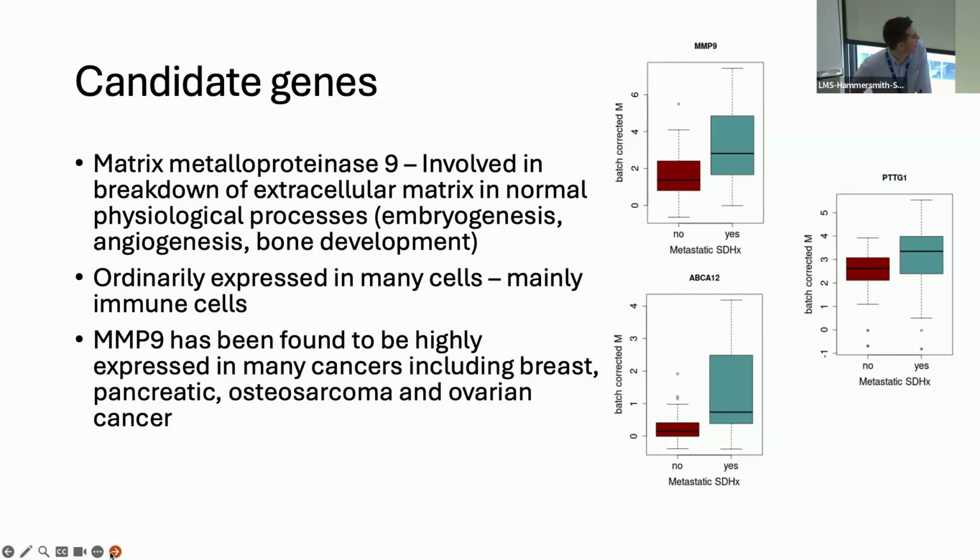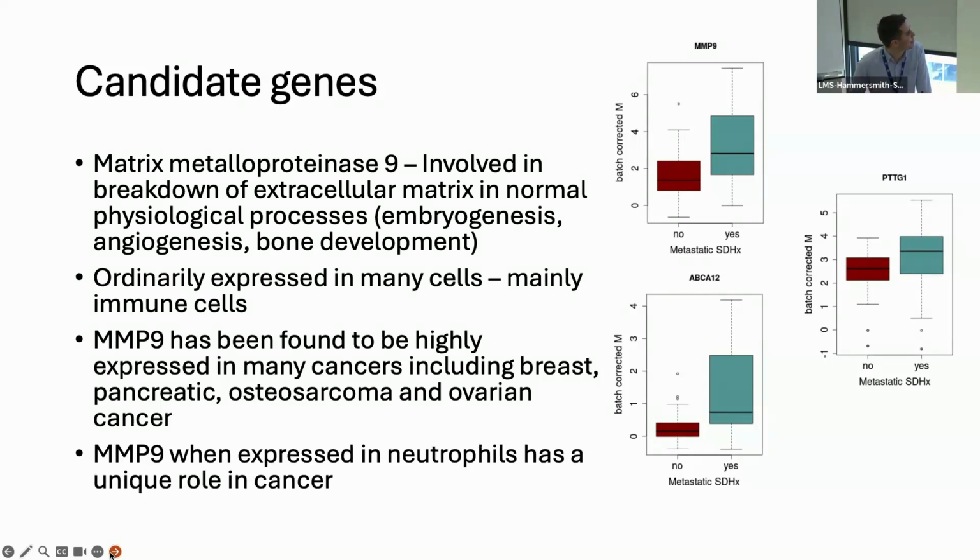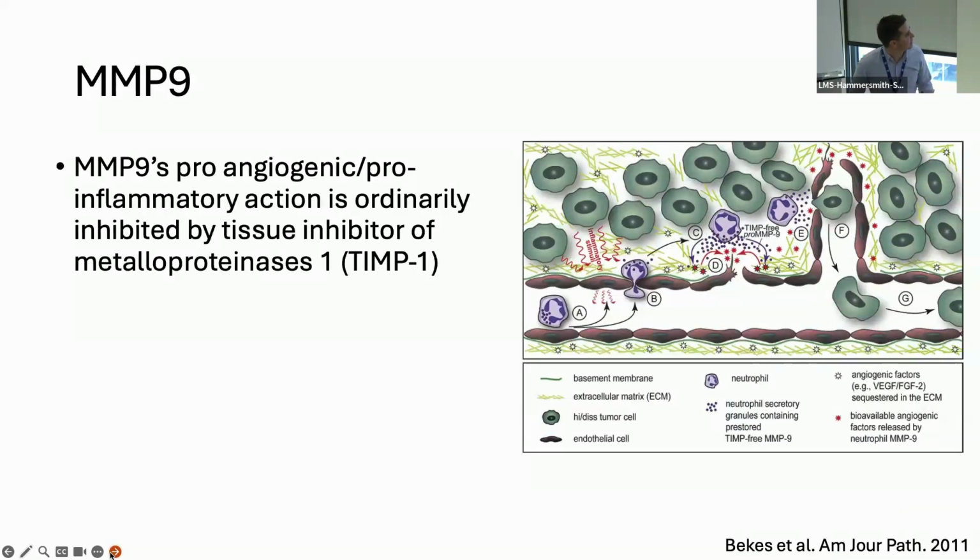But it has been found to be highly expressed in many cancers in a similar fashion, like breast cancer, pancreatic cancer, etc., without a specific role elucidated. When it's expressed in neutrophils, however, it has a unique role, or a perceived unique role, in cancer. So this is MMP9's role in neutrophils.